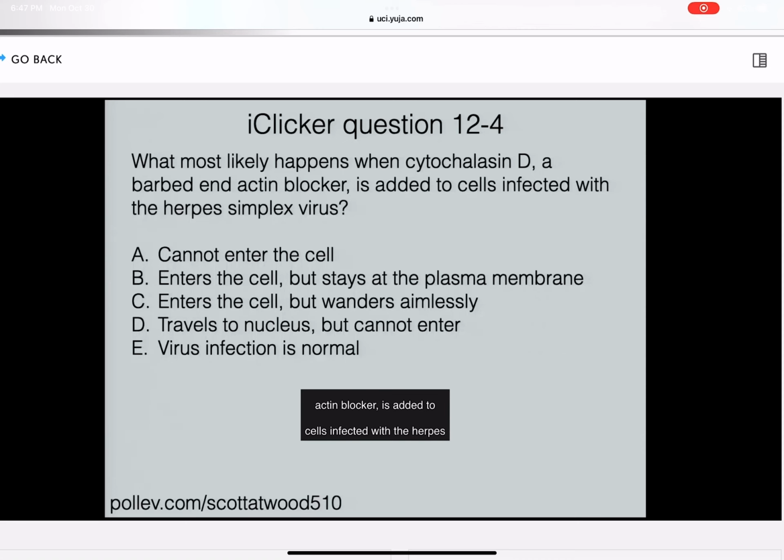Now, here's the next question. What most likely happens when cytochalasin D, a barbed end actin blocker, is added to cells infected with the herpes simplex virus?